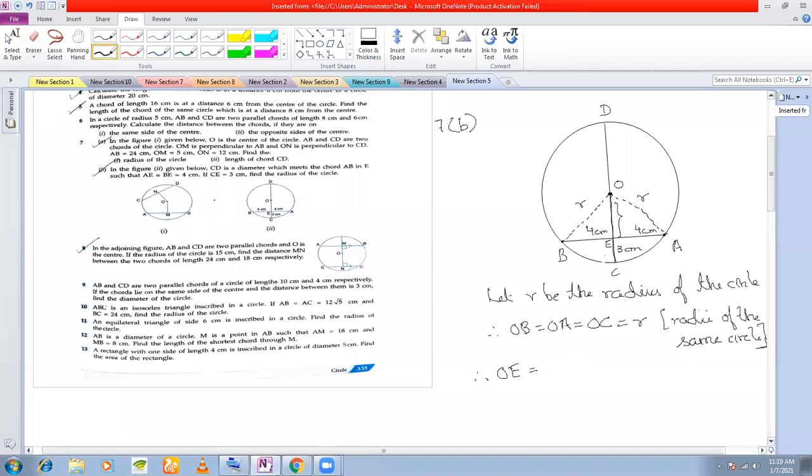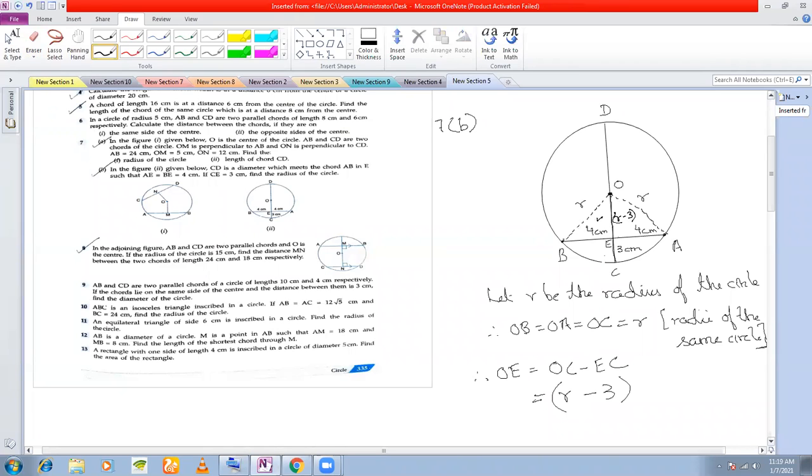OE is equal to OC minus EC, sorry. OC minus EC. And OC is the radius R and EC is of length 3. So I've got OE, this length, we have got R minus 3. So let us write it, this length is R minus 3.